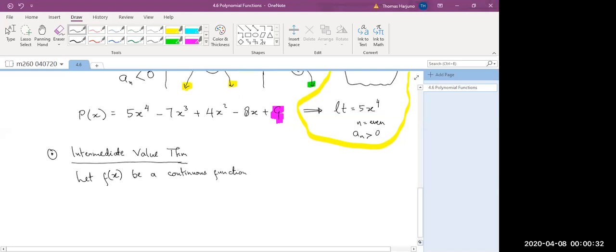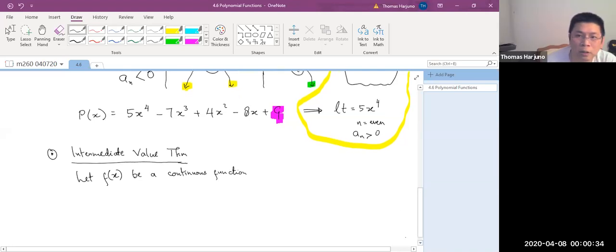continuous function. Melis? Yeah. Mute your microphone, please.